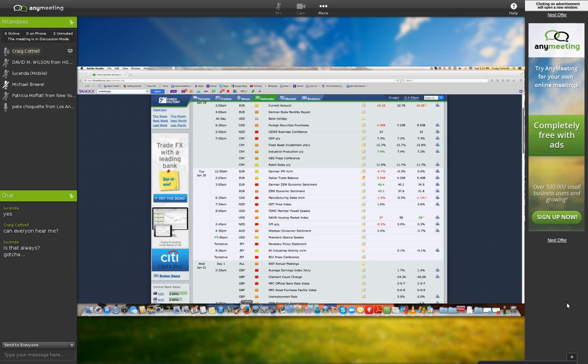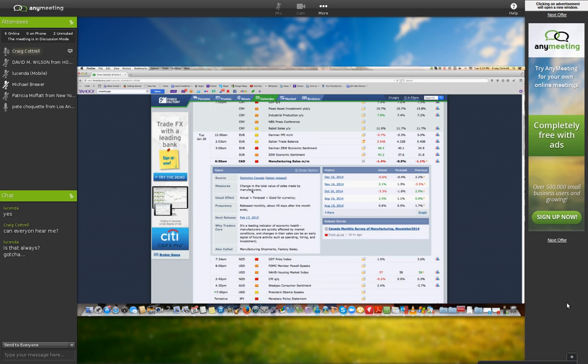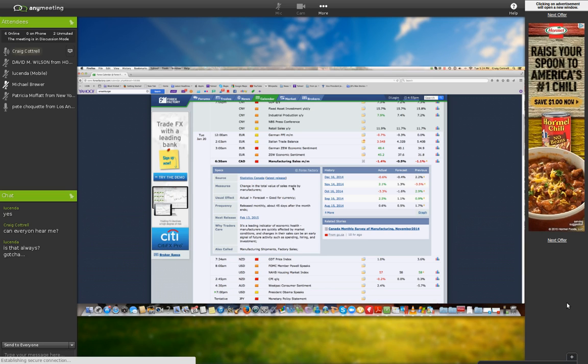The source for this statistic is Statistics Canada, and it's released every month, about 45 days after the month ends. What does it measure? The change in the total value of sales made by all manufacturers in Canada. Why is it important? It's a leading indicator of economic health. Manufacturers are quickly affected by market conditions, and changes in their sales can be an early signal of future activity, such as spending, hiring, and investment.